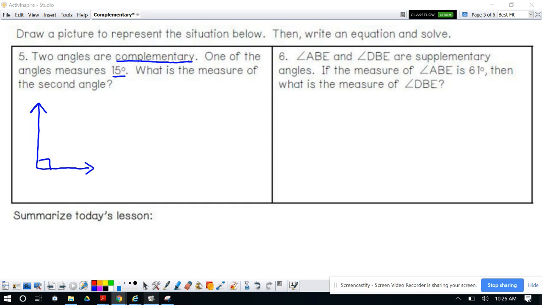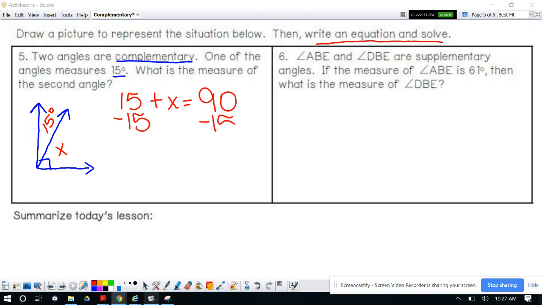Okay. And then it says one angle is 15 degrees and the other angle we don't know. So that means that this angle is 15 degrees and this angle we don't know, or vice versa, however you want to draw that. So then it says we need to write an equation and solve. So we would say 15 plus x equals 90 degrees. Subtract 15 from both sides, and x is 75 degrees.